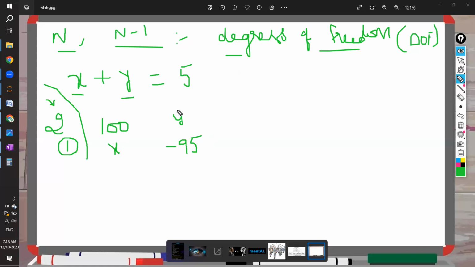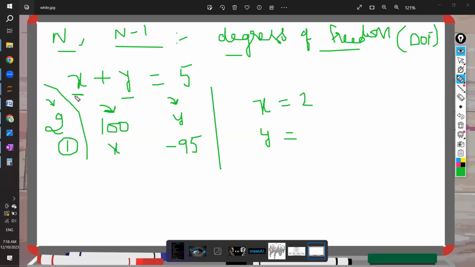No, right? So initially I'm taking x as 100. Once x is fixed, the value of y does not have any choice. You are killing its freedom. Agree? But if x equals 2, what will be the value of y? Minus 98.